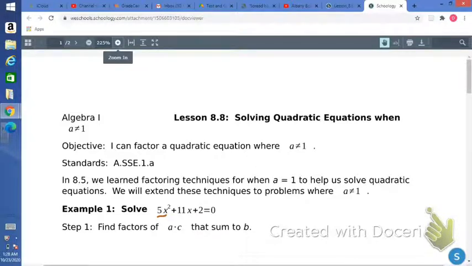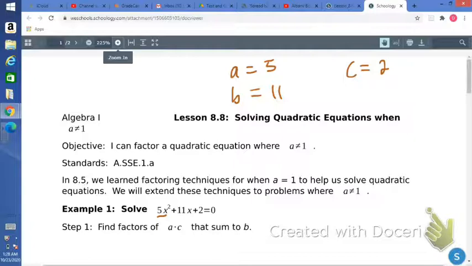Alright, so in example 1 we have to solve 5x squared plus 11x plus 2 equaling 0. And then step 1, like it has been in the past, we're going to find factors of a times c that sum to b. So we're going to write down what our a is, what our b is, and what our c is. So our a is 5, our b is 11, and our c is 2.